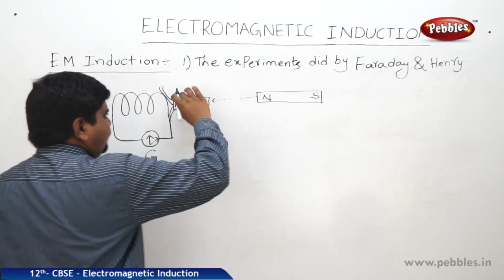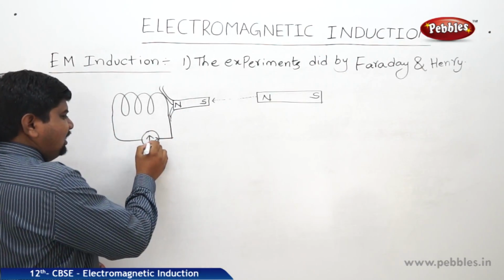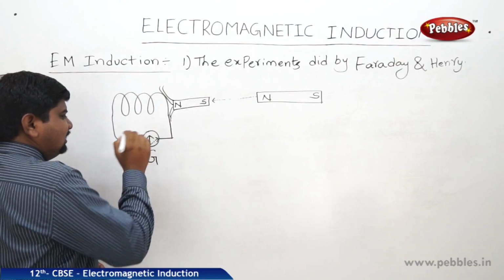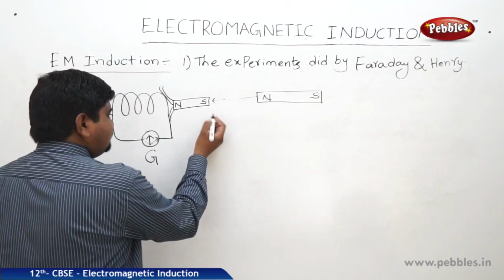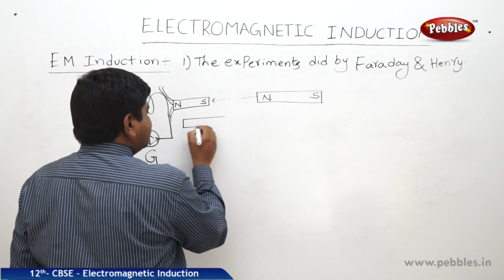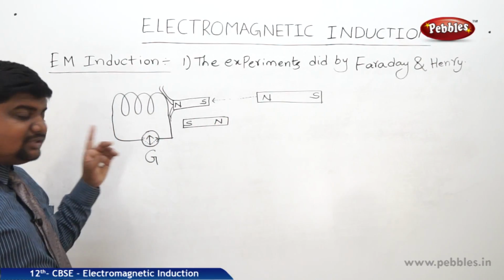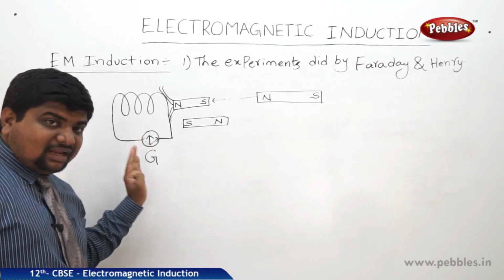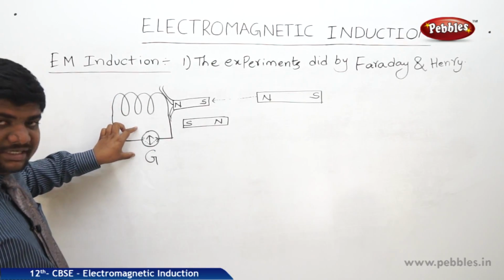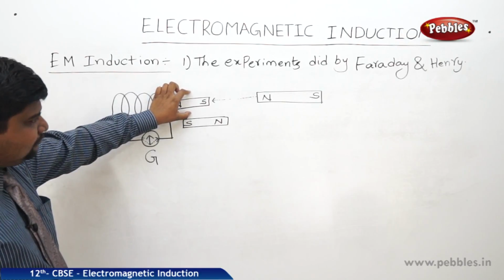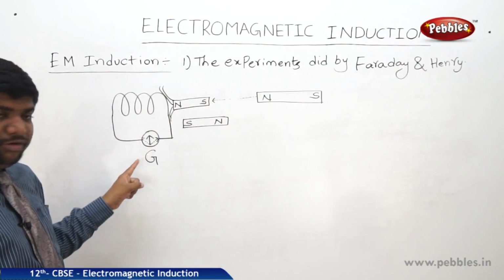Now they moved the north pole to a long distance, and the galvanometer needle moved in the opposite direction. They did the same experiment interchanging the poles of the magnet, and observed the same deflections in the reverse order. When the magnet is at a finite distance, there is no change in the galvanometer needle.